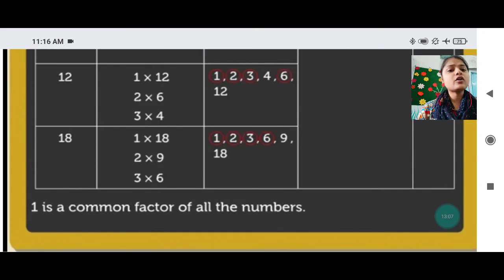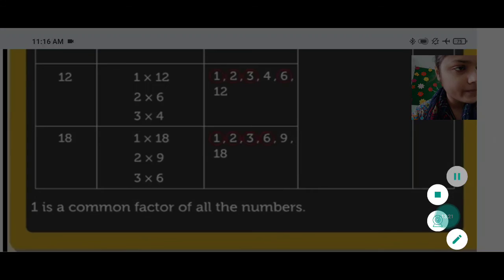See, 1 is a common factor of all the numbers, and I have already explained in multiples and factors that 1 is a factor of all numbers and every number is a factor of itself. These two things always keep in your mind.